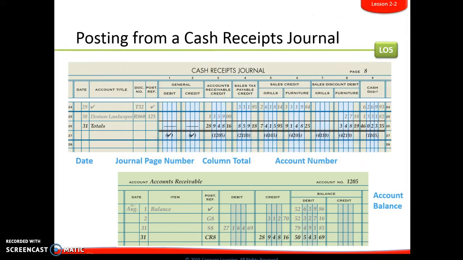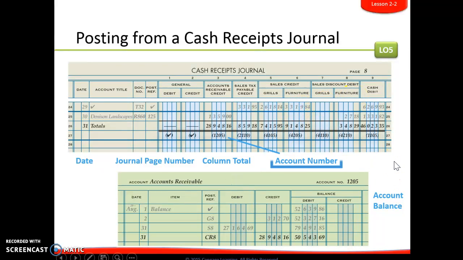Okay, so next they're showing us our posting from our cash receipts journal. Again, this should be review. So first when we post, we start with our date, and then we put in our journal page number. So CR for cash receipts, journal page 8. Here they're just showing us accounts receivable, but we're going to be posting all of those total amounts. So accounts receivable total gets posted as a credit. We want to make sure that we're paying attention to the top. It will tell us if it's a credit or a debit in the top column.